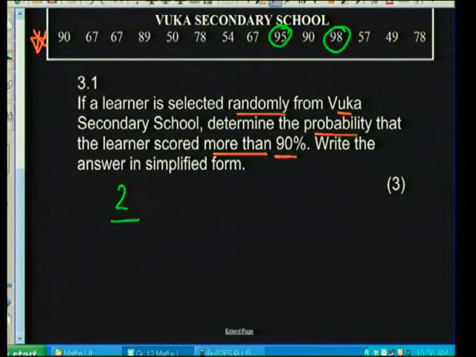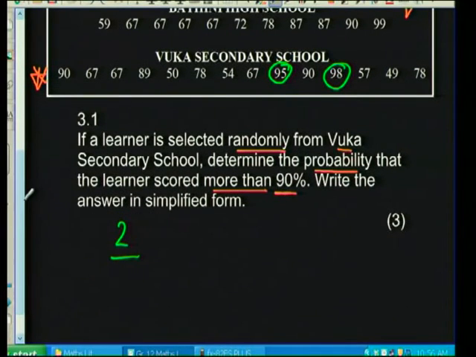But out of how many? I want to know out of my total. So I'm going to count how many were there in total. So we've got 2, 4, 6, 8, 10, 12, 14. 2 out of 14. So they want us to write it as a fraction and it needs to be in simplified form.